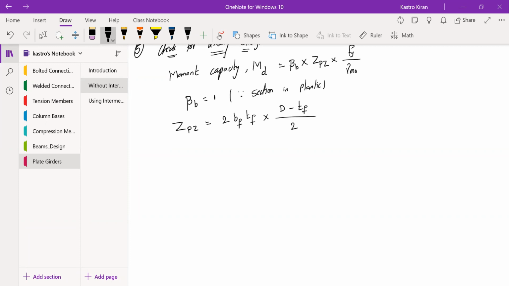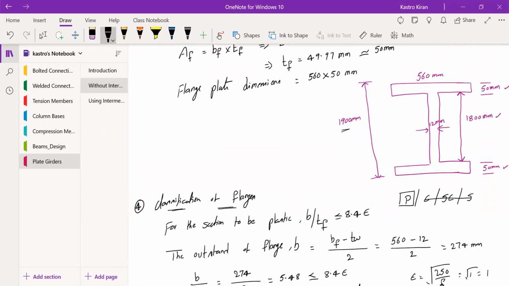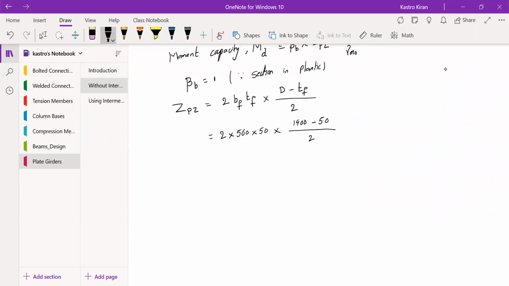So therefore 2 times bf, that is width of the flange, is 560, and the thickness of the flange is 50, into overall depth is 1900. We have seen here the overall depth is 1900 and the thickness of the flange is again 50, thickness of the flange 50 upon 2. If you solve this, you will get the ZPZ value as 51.8 into 10 power 6 mm cube. So you have got the ZPZ value.